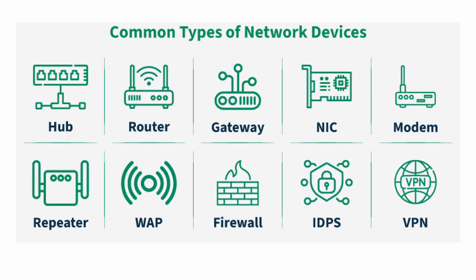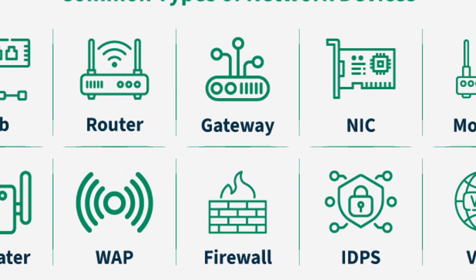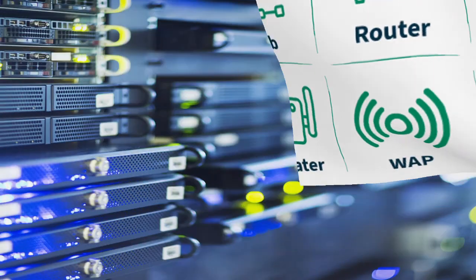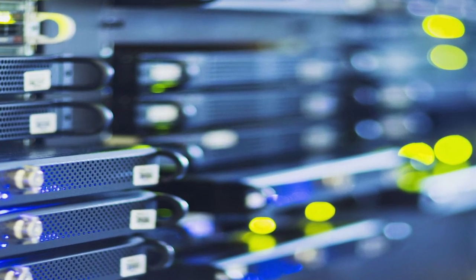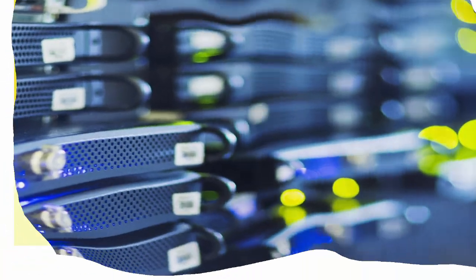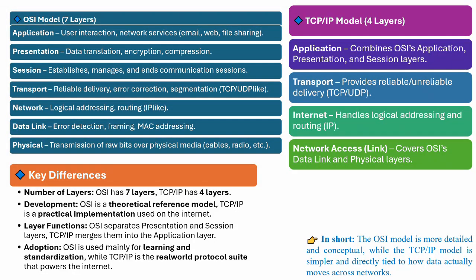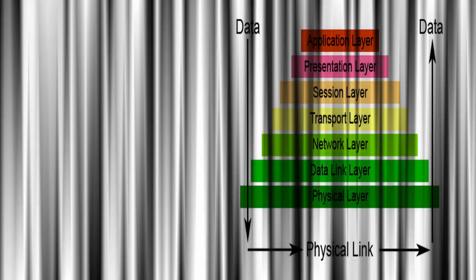To understand how different protocols work together, we need to talk about one of the most important conceptual frameworks in networking, the OSI model. OSI stands for Open Systems Interconnection, and it provides a structured framework for understanding how network communication should work by dividing the process into 7 distinct layers.